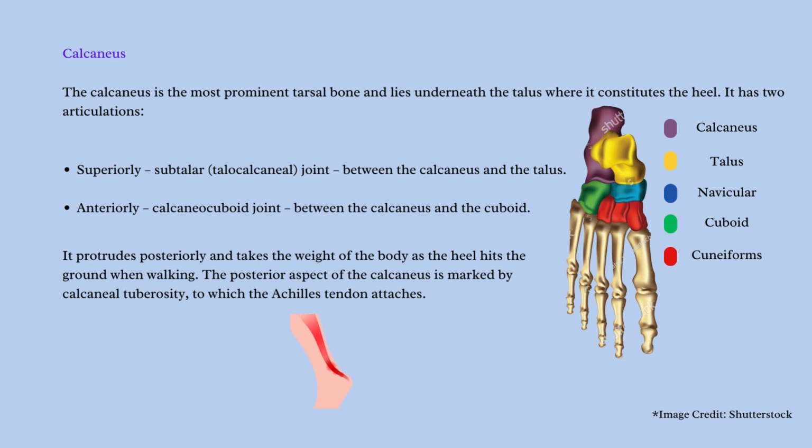The calcaneus is the most prominent tarsal bone and lies underneath the talus, where it constitutes the heel. It has 2 articulations: superiorly, the subtalar joint, and anteriorly, the calcaneocuboid joint. It protrudes posteriorly and takes the weight of the body as the heel hits the ground when walking. The posterior aspect of the calcaneus is marked by the calcaneal tuberosity, to which the Achilles tendon attaches.